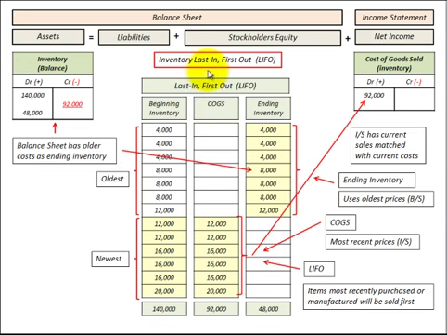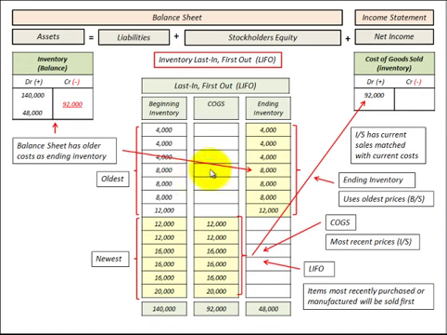Okay, let's look at inventory as last in, first out, or LIFO. This is where we use our newest inventory first. So the items that we most recently purchased or manufactured would be sold first. And that's what we recognize as our cost of goods sold for our inventory on our income statement. So the income statement has the current sales matched with current costs.